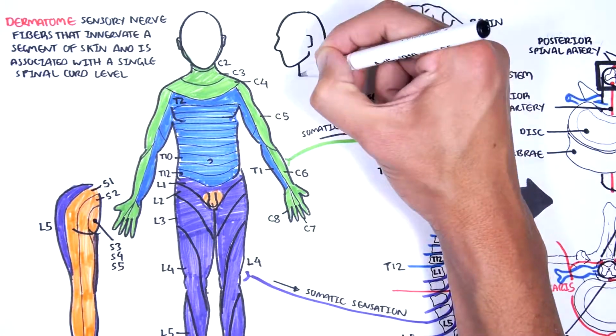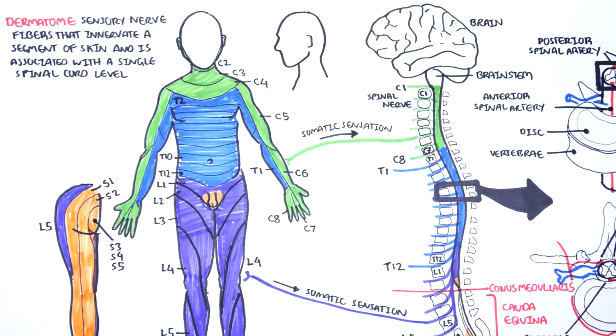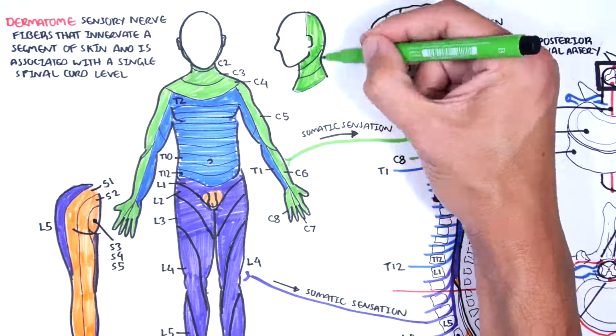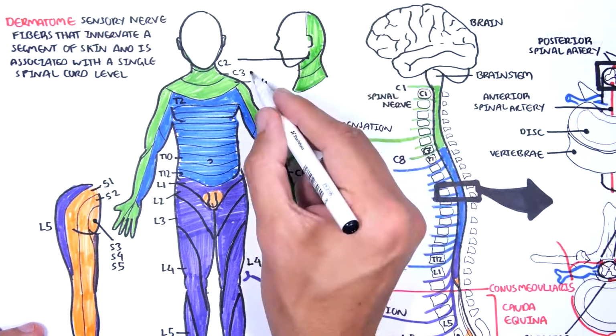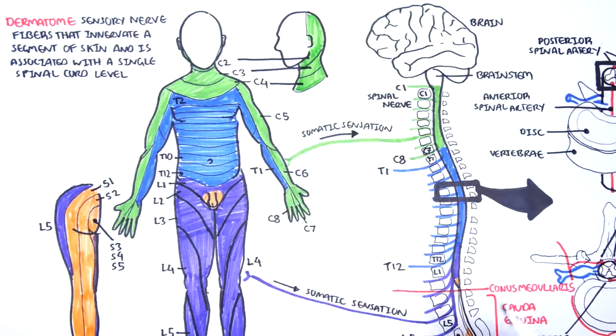To complete this image, let's talk about the face. The side of the face here, as you can see, is innervated by C2, C3, C4 dermatomal distribution. And the front of the face is not innervated by the cervical spinal nerves, but rather by the trigeminal nerve, which is cranial nerve number 5.